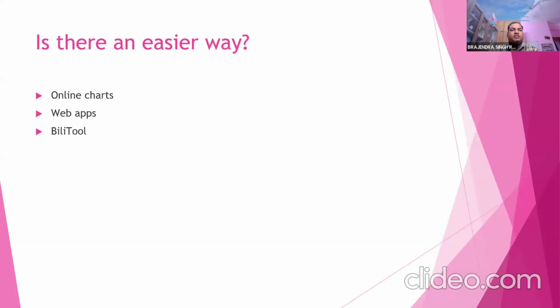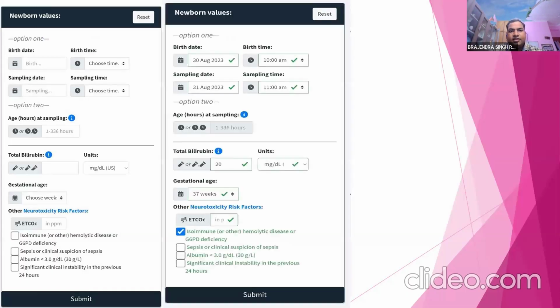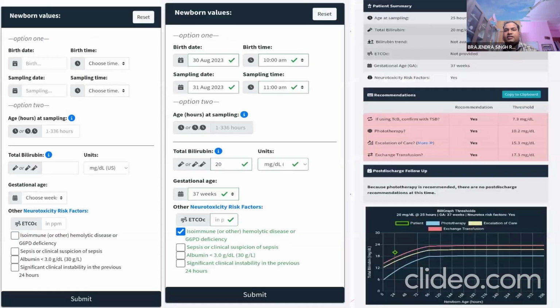So is there an easier way for the analysis of this? Yes, there are some online charts, web apps, and Bilitools like this. This is a screenshot of an app in which you just fill in the details: birth weight, birth time, sampling, and all these things. If you just fill these in and tick the risk factors, then you will find the details after submission.